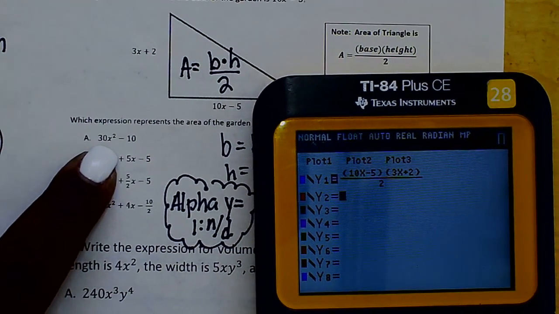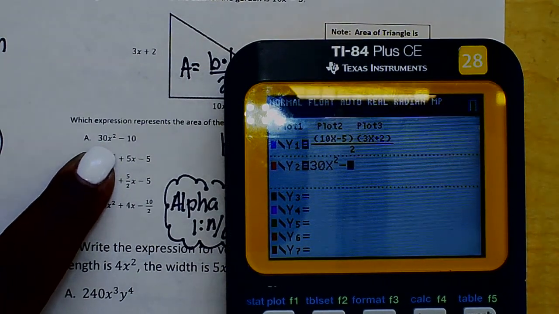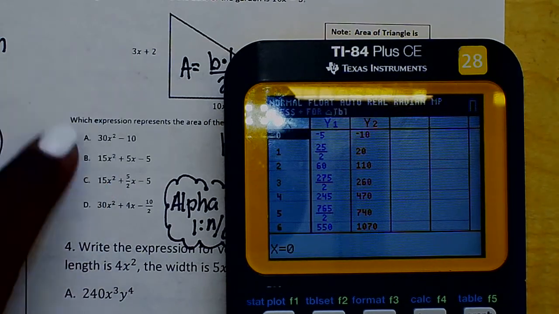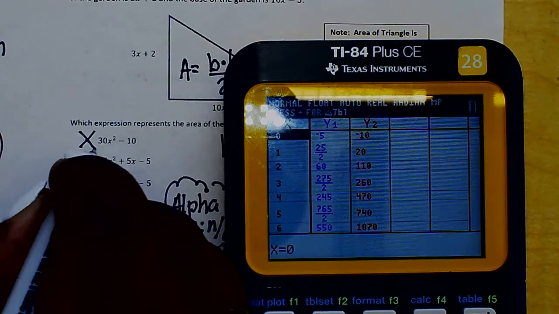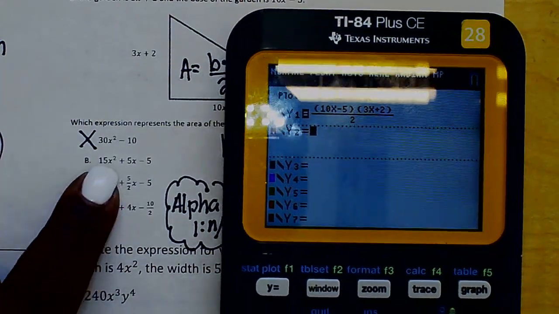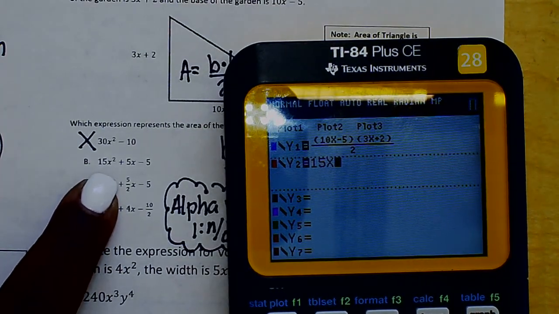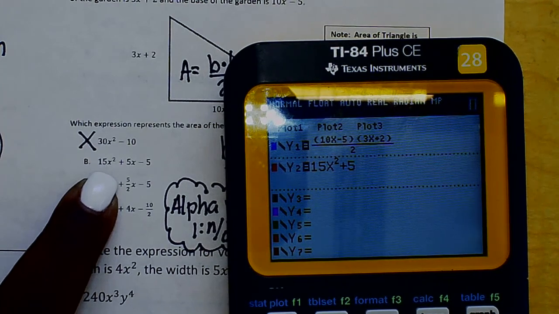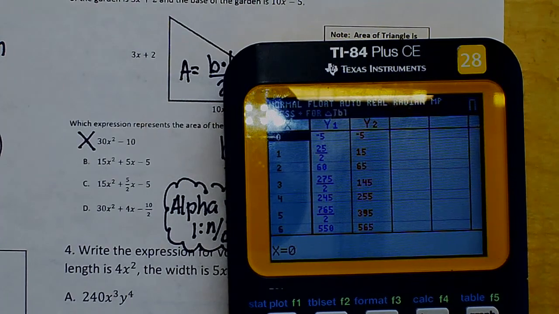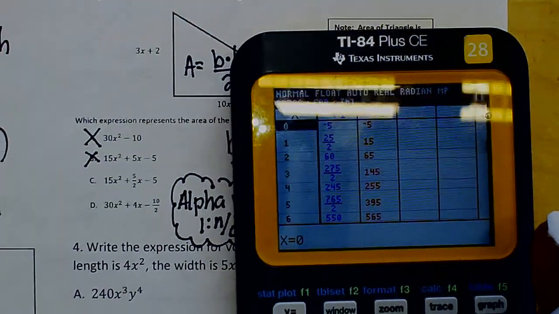Now we're going to put in our first expression, 30x squared minus 10, in y2. We press second graph to see if they're the same. They're not the same at all, so it's not A. Go to y equals, go to y2, and put in your second answer choice, 15x squared plus 5x minus 5. Second graph. They're not the same, so that's not it.